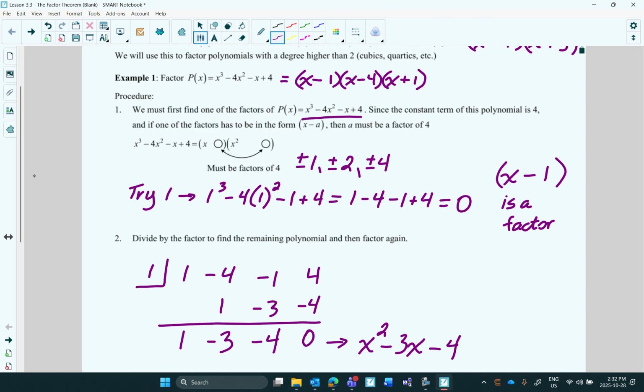We tried like 1, right? I just picked a small number. Well, if it's a factor, yes, because remember, the binomial has to be always written in the form x minus. So if I try 1 and it works, I got to go x minus 1. If I try -1 and it works, then I got to go x minus -1, which changes it to plus.